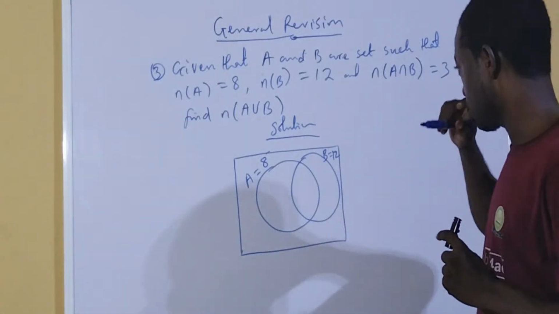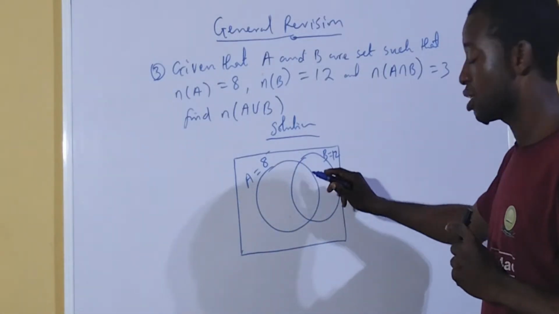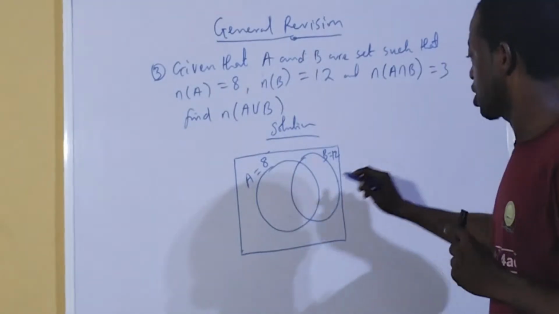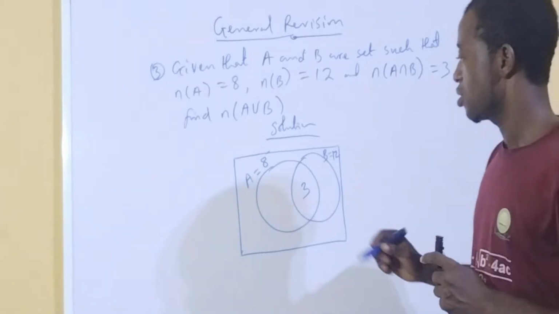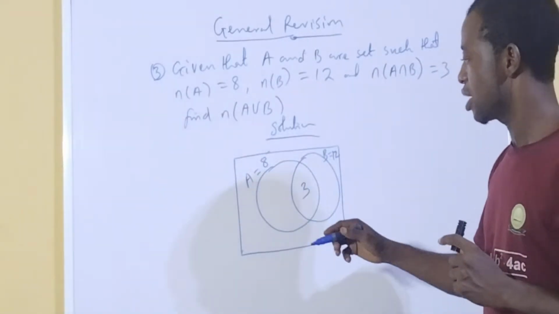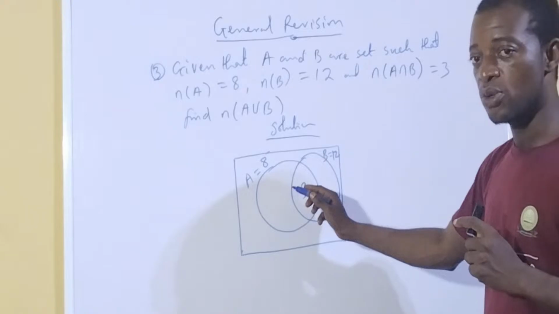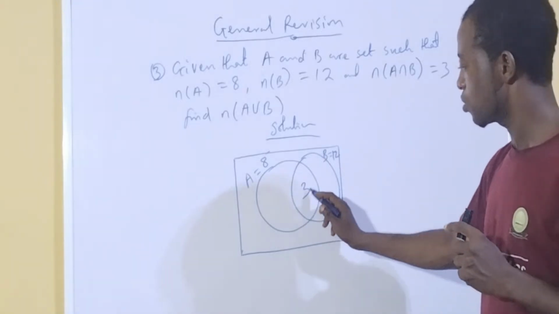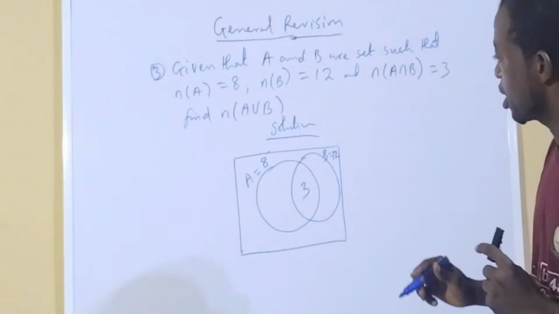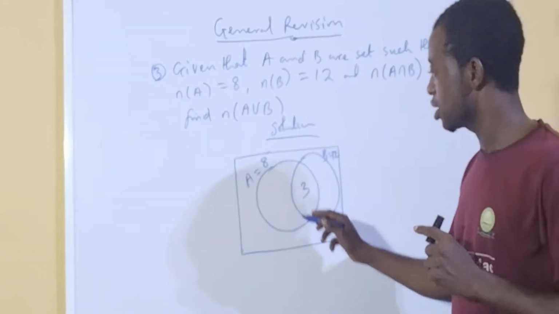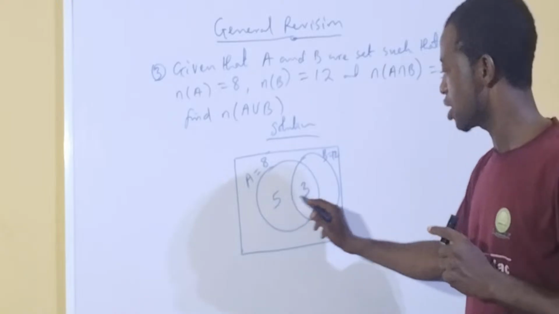And we have the intersection, where A and B intersect here, and that's giving us 3. Then we can balance this diagram here. This region means A only. When we subtract the intersection from A, the total number in A is 8, so take 3 away from 8, that's 5 left here.